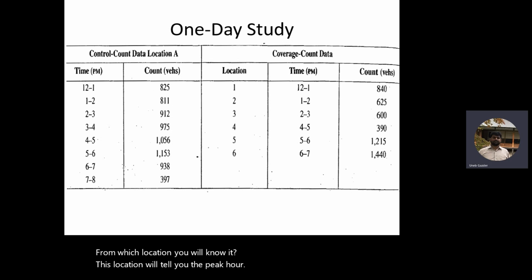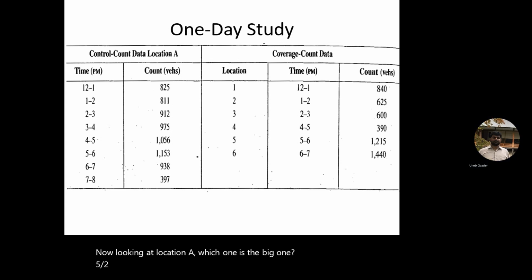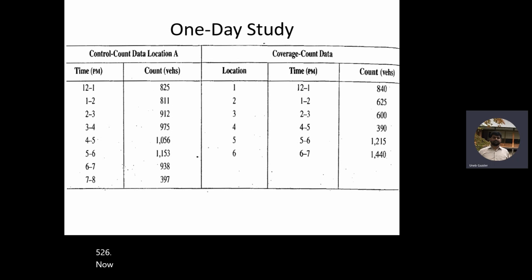Location A, because for the other locations, I don't have hourly data. I cannot know which one is the peak hour, which one is not. Got it? Clear now? Now, looking at location A, which one is the peak hour? 5 to 6.